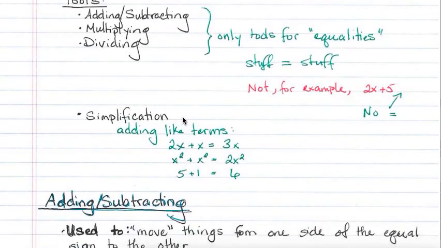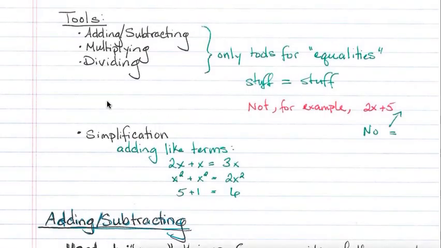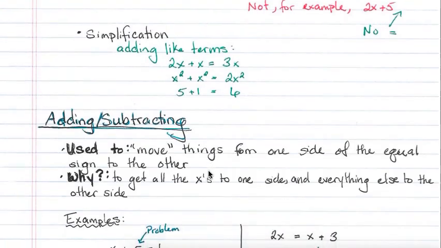You can also use simplification like you always do in math, just holding to standard math rules. 2x plus x equals 3x. X squared plus x squared equals 2x squared. 5 plus 1 equals 6, you know, the usual stuff. But these are the main things you're going to use for your equalities, so when you have an equal sign. Now let me show you what I mean by that.